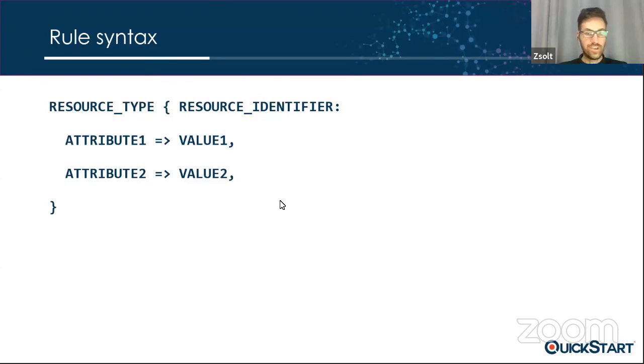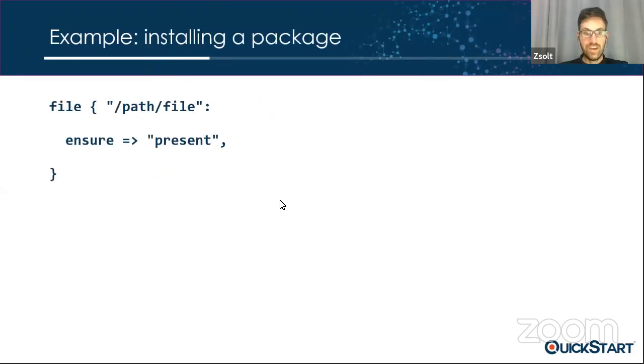So you have this attribute value. One example, now this is the first real Puppet code. Imagine that you have a file and you have some file path and you ensure that the file is present. So this is something that we can do.